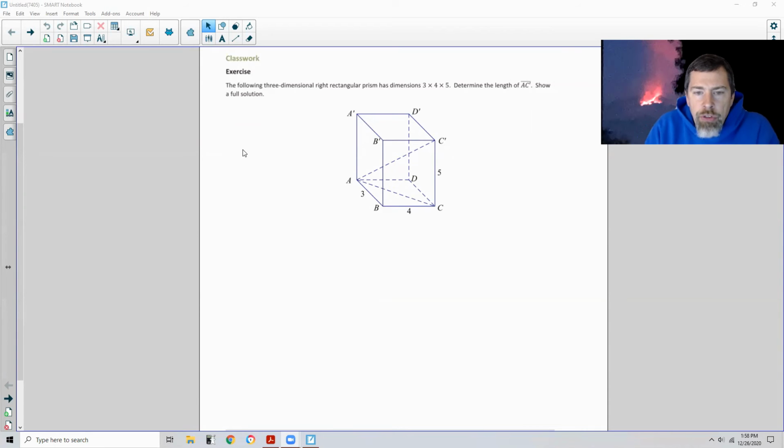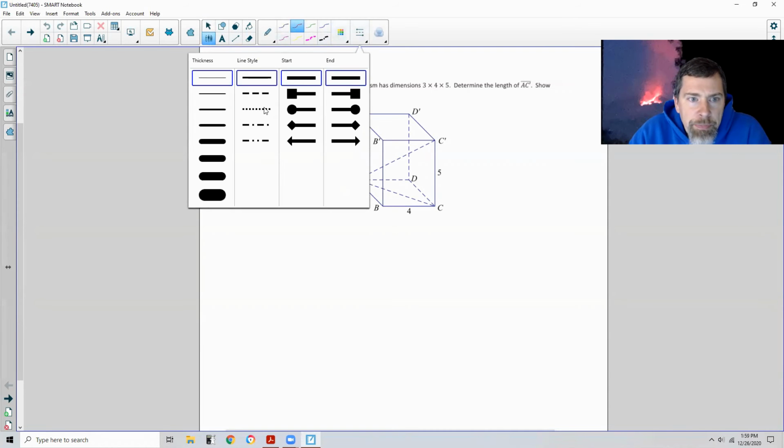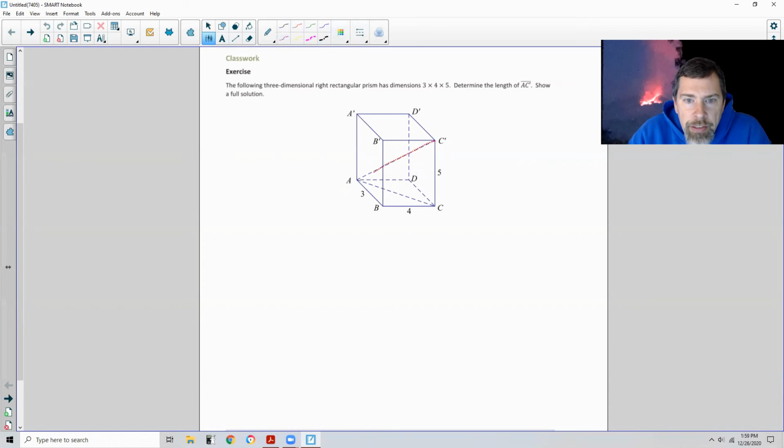Show a full solution. Okay, so picture a box and you have a ruler or a stick or something, and you put it in the bottom left corner, and it is diagonally, it fits to the top right corner. That's the only way you can get it in the box. That's the longest distance, opposite corner to corner of a prism or a box. So they want us to find, and let me highlight it, AC prime, which is right here.